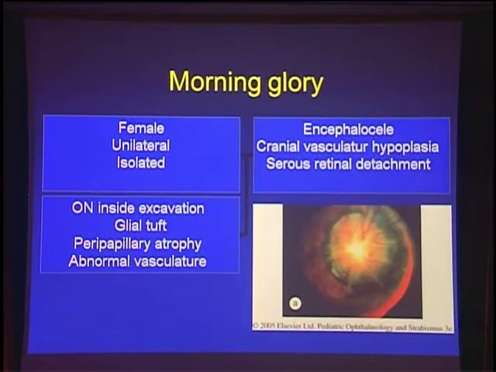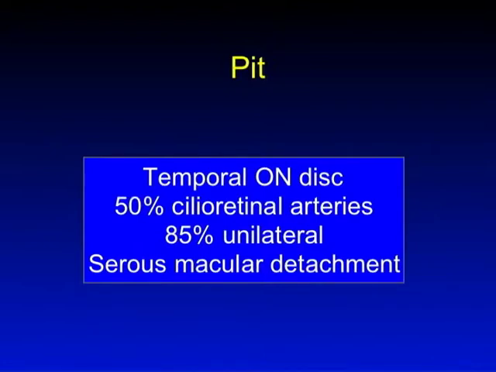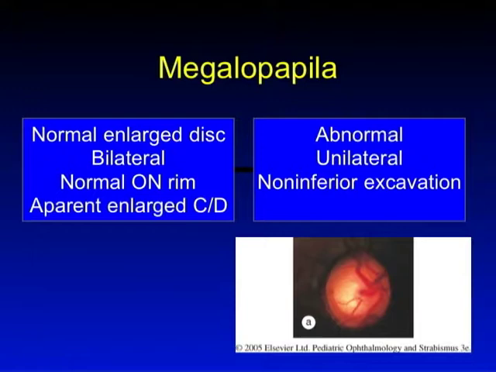When you have a morning glory, one of the tests that you can do is an angiogram, because some of these patients will have a moyamoya abnormality, which is a vascular abnormality. Pits, usually temporal, can be associated with serous detachment and serous retinal detachments. And megalopapilla, which is a healthy optic nerve, usually familial, is just a large optic nerve with probably a normal size cupping.